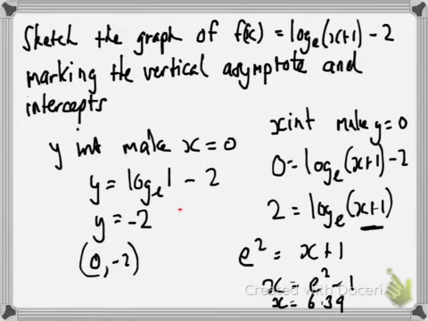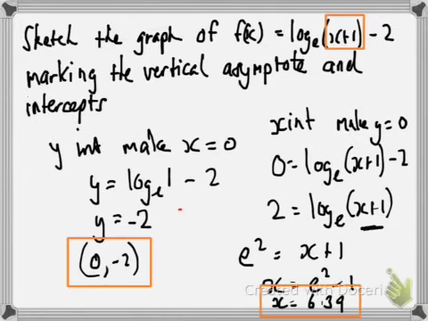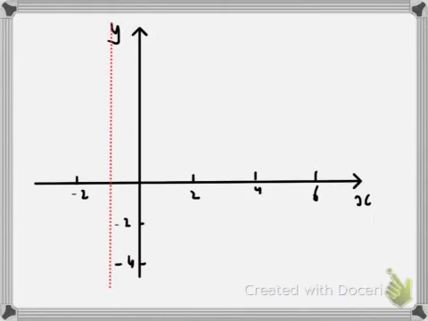Alright, so we're ready to draw our graph. We've got our 2 intercepts, the x-intercept and the y-intercept. And we also know we've got a vertical asymptote at -1 because the graph was taken one place to the left. So let's draw all that in, shall we? Let's start with the vertical asymptote, which is about here, -1. We've got, just to remind myself, 6.39 here.